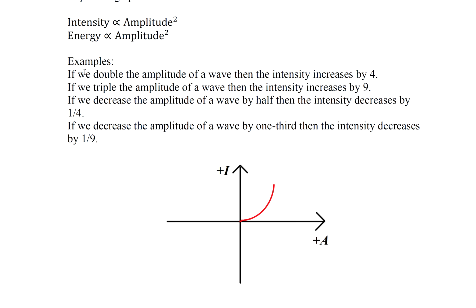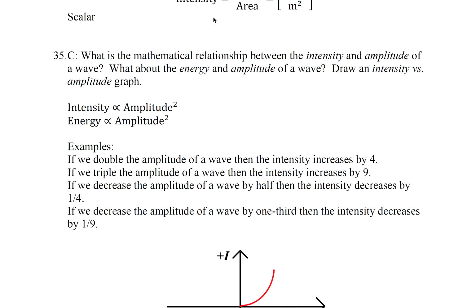So example, if we double the amplitude of a wave, then its intensity increases by 4, because this is going to be 2 squared, which is equal to 4. If we triple the amplitude, 3 squared is 9, so the intensity increases by 9 times.